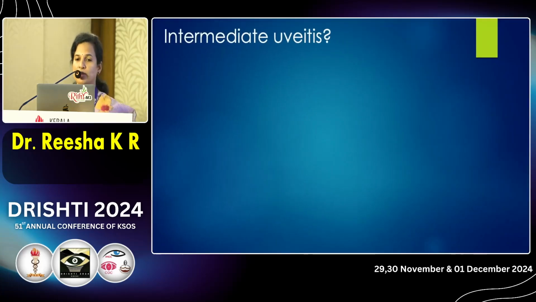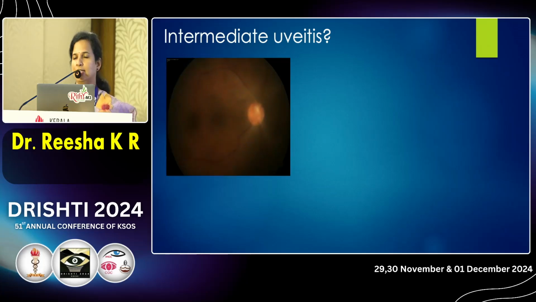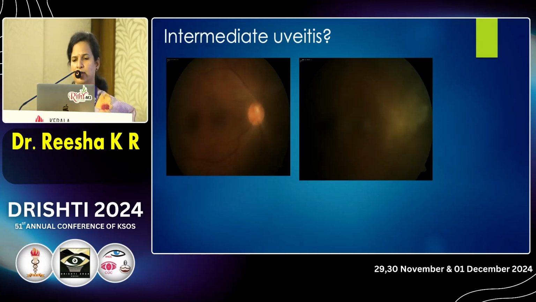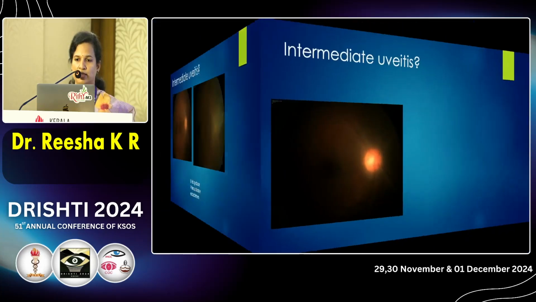Now coming to intermediate uveitis, this young engineering student, a healthy male, presented with an intermediate uveitis-like picture. All initial evaluations were within normal limits, but on careful examination we could see some exudates floating in the periphery. Again, on asking questions, he gave a history of IV drug abuse. So that was a case of endogenous endophthalmitis again.